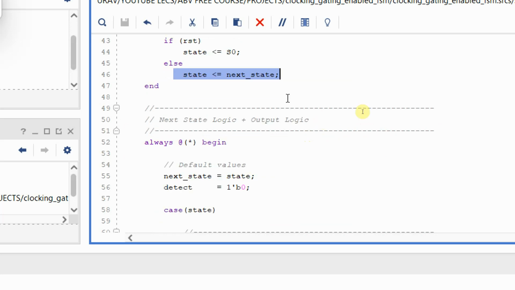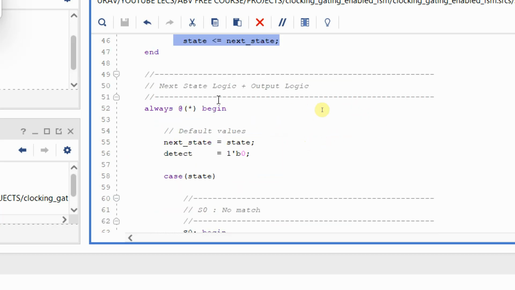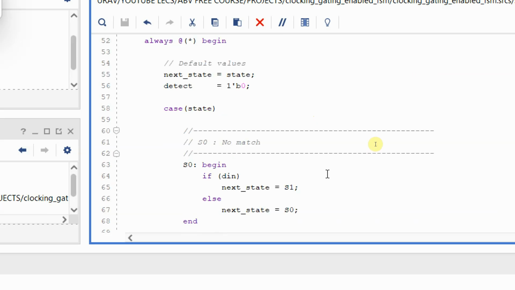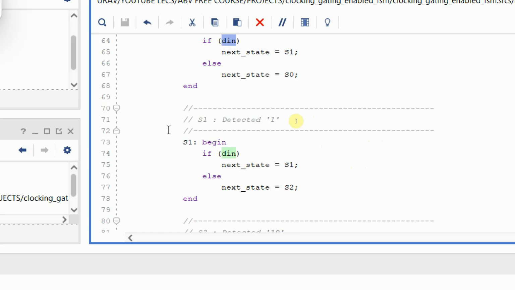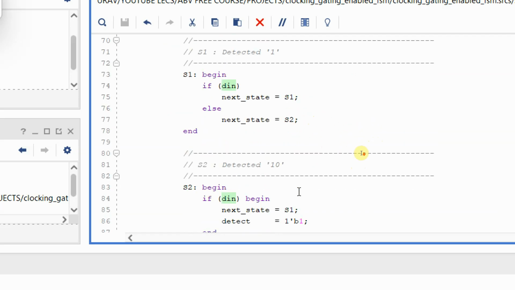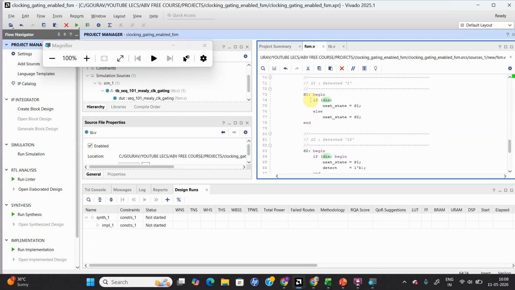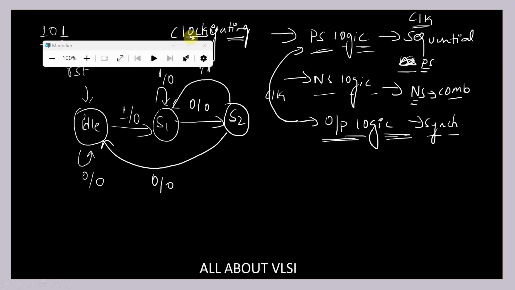Now, coming to my next state logic, and output logic is also written in my next state logic only, which is a combinational logic. That's the reason I'm writing it as star over here. Now, if I'm in S0 and depending upon my input, I'm going to S1 or else I'm going to S0. And in S1 state, depending upon my input, I'm going to S1 or else I'm going to S2 state. How am I writing this particular logic? By seeing this particular FSM state diagram.